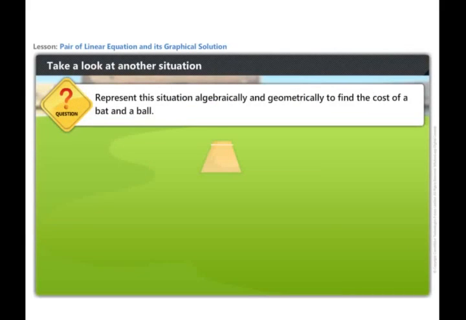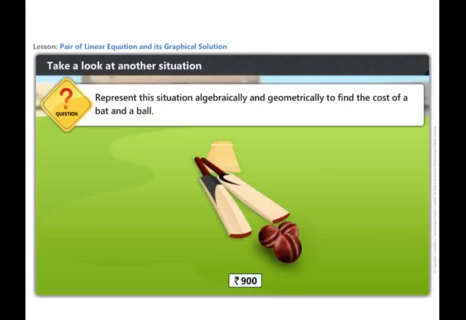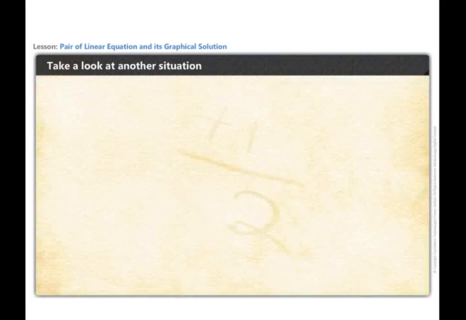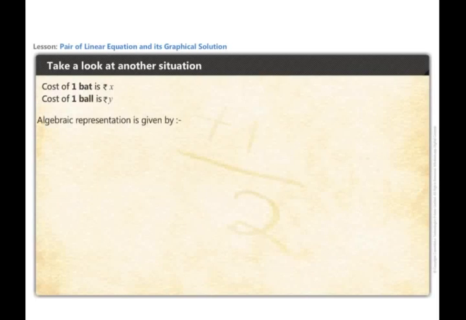A coach of a cricket team buys 2 bats and 3 balls for Rs 900. Later, he buys 4 bats and 6 more balls of the same kind for Rs 1800. Represent this situation algebraically and geometrically to find the cost of a bat and a ball. Let us denote the cost of one bat as Rs x and the cost of one ball as Rs y. The algebraic representation is given by the equations 2x plus 3y is equal to 900, equation 1, and 4x plus 6y is equal to 1800, equation 2.